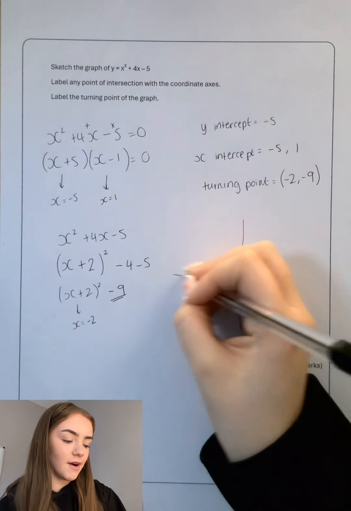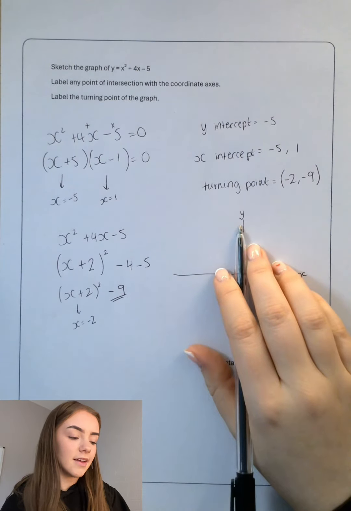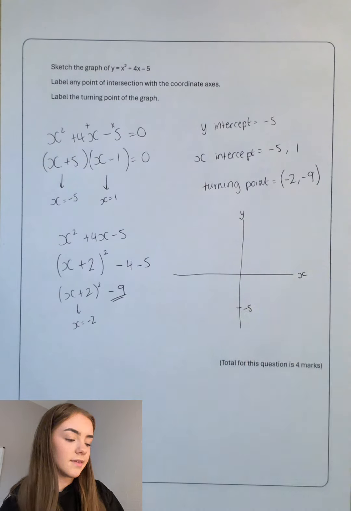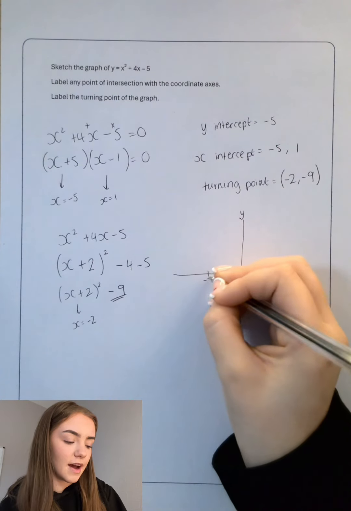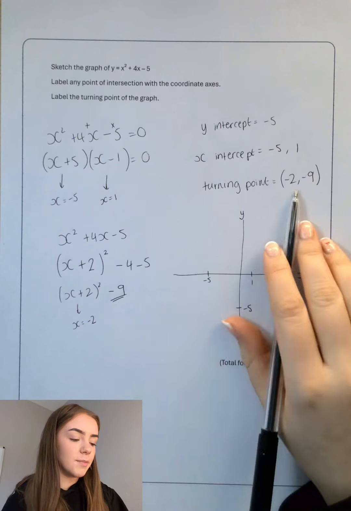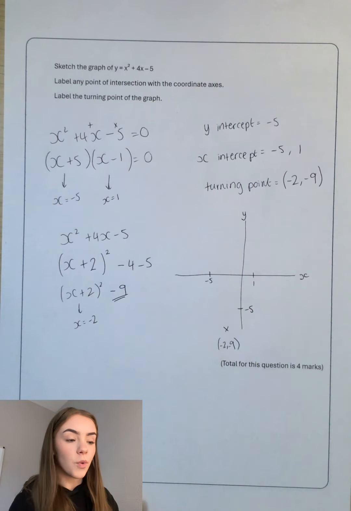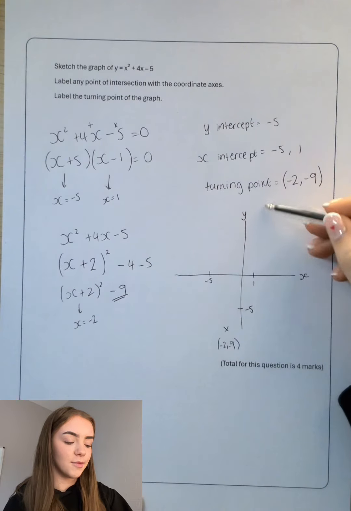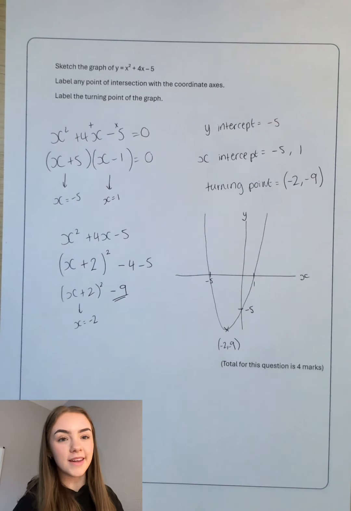Sketching this onto a graph, we have the x-axis and the y-axis. The y-intercept is minus 5, so we'll estimate this to be somewhere around here. The x-intercepts are minus 5 and plus 1. And the turning point is minus 2, minus 9. A quadratic graph is a U-shape, so we'll draw in a U-shape connecting through these points. So our graph will look something like this.